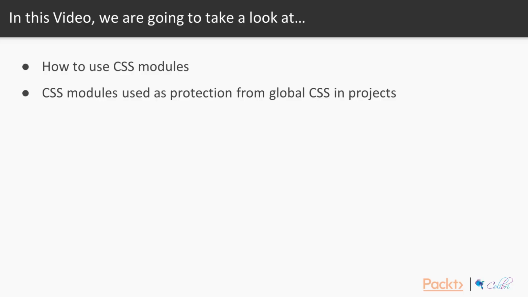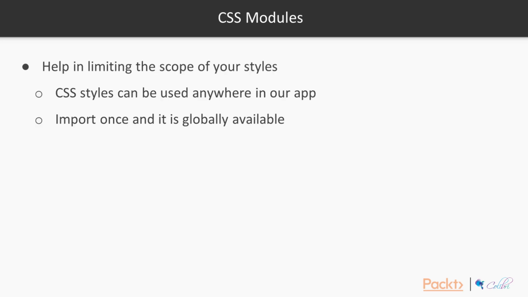In this video we're going to look at how we can use CSS modules to protect ourselves from having global CSS all throughout our projects. CSS modules help limit the scope of your styles. So what do I mean by that?